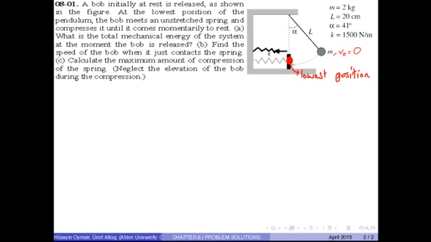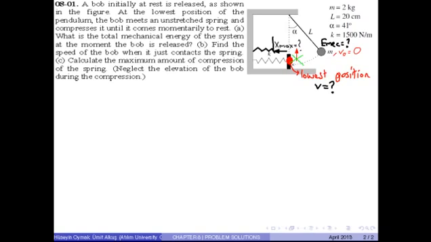We are supposed to find the following. The total mechanical energy of the system at the moment the bob is released in part A, the speed of the bob when it just contacts the spring in part B, and the maximum amount of compression of the spring in part C. We neglect the elevation of the bob during the compression in this case.